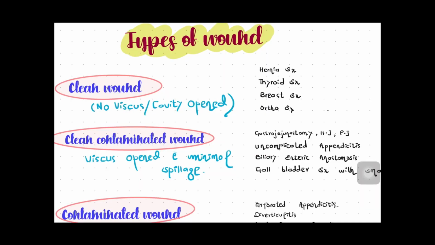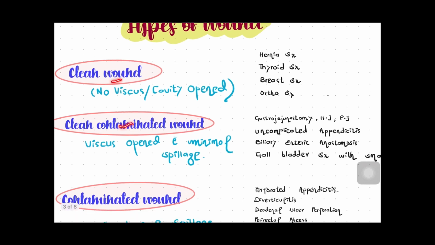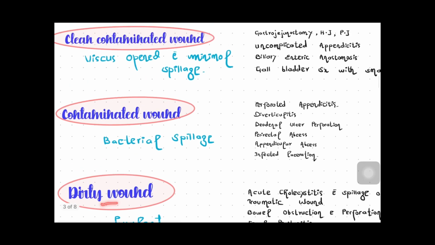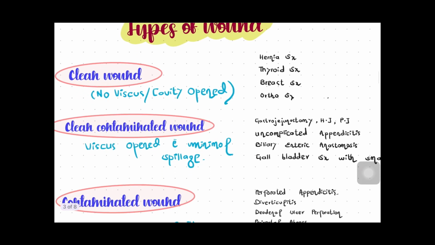Okay, so let's talk about the types of wounds. So we have got four types of wounds. Number one is clean wound, number two is clean contaminated wound, the third one is contaminated wound, and the fourth one is the dirty wound.